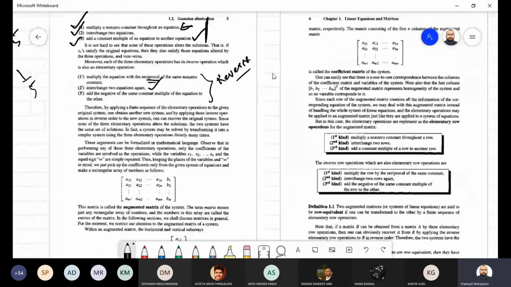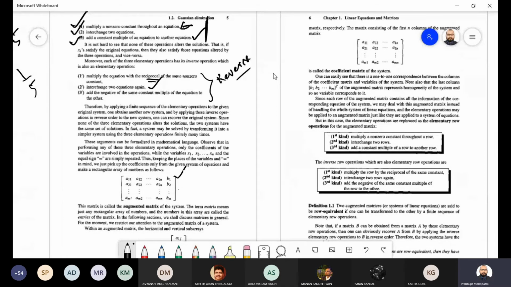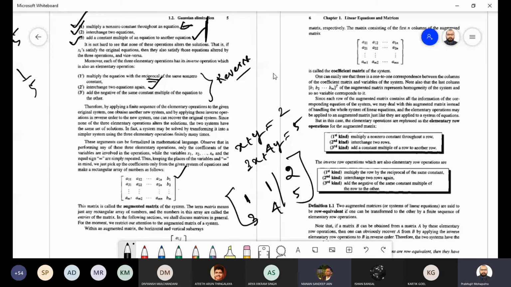So that is the basic thing. Now we can write the equations in terms of a matrix. For example, x plus y equal to 2, and another equation, 3x plus 4y equal to, let's say, 5. The same equations we can write in terms of a matrix: 1, 1, 2; 3, 4, 5. People understand this is nothing but your equations, x plus y equal to 2 and 3x plus 4y equal to 5. Getting or not?